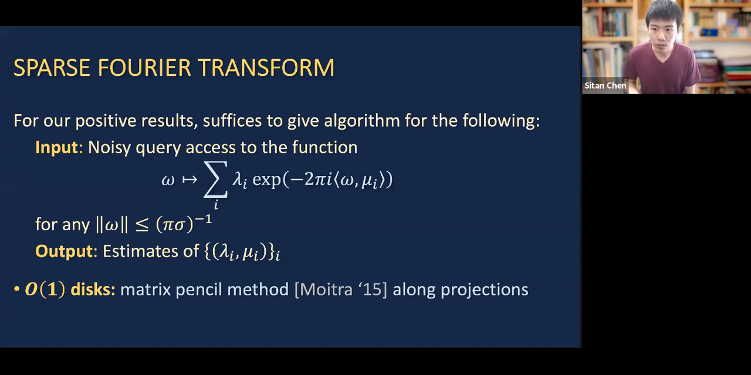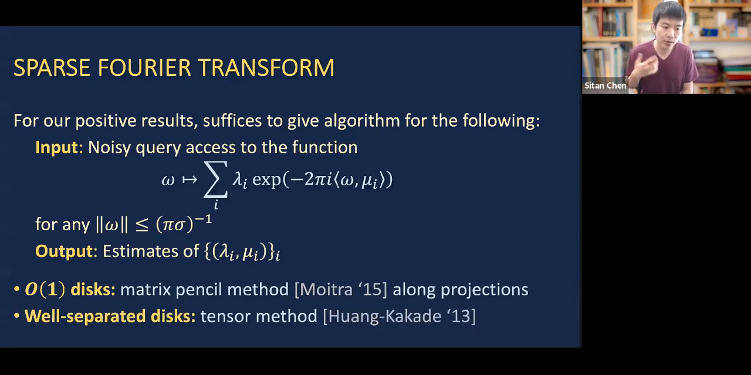But let me now turn to the well-separated case. So if the level of separation is at least this critical 1.53 pi sigma, then we use a different approach that was originally introduced by Huang and Kakade based on tensor decomposition. So I won't go into the details of the algorithm, but to give you a flavor for how to analyze this algorithm, let me tell you about a very clean Fourier analytic question, which is at the heart of the analysis.